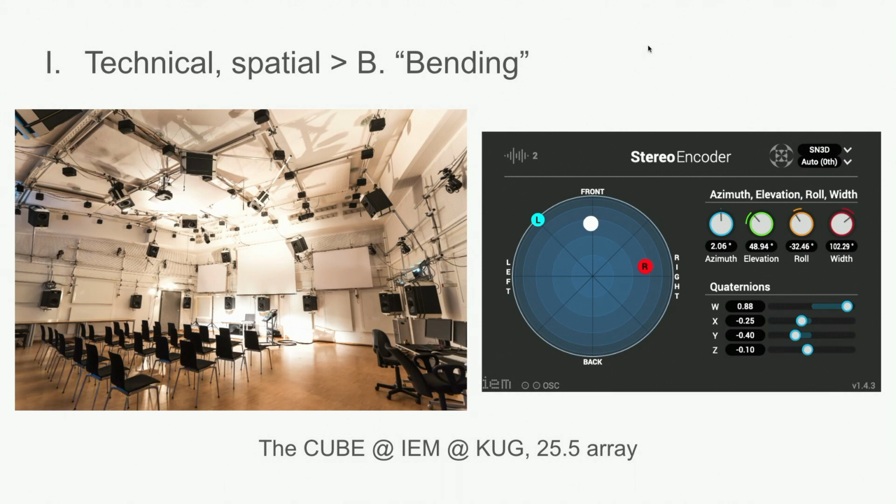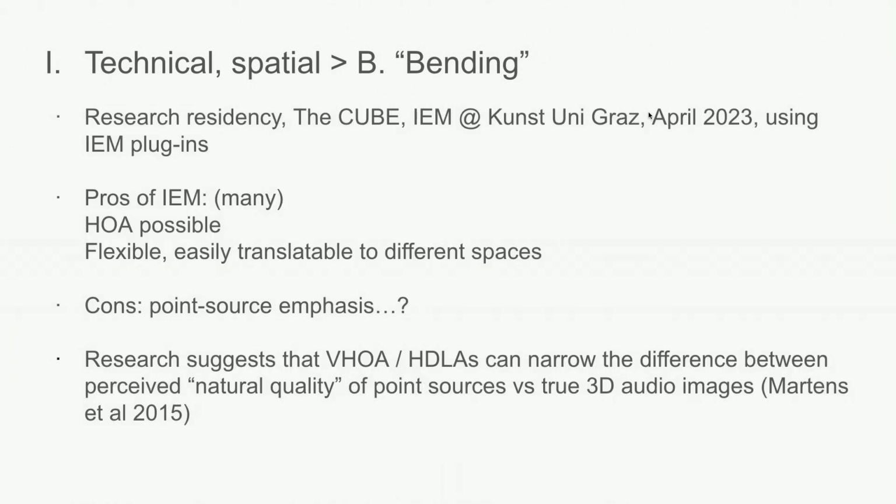Then furthermore, I continued this work when I was in Austria. I was mostly in Vienna, but had a few days at the Electronic Music Institute in Graz, where I used their in-house plugins, IEM plugins, which are also great, working in the Cube. So these plugins allow you to go up to higher order ambisonics, which gives you a lot more detail of where the sound is coming from, particularly around you.